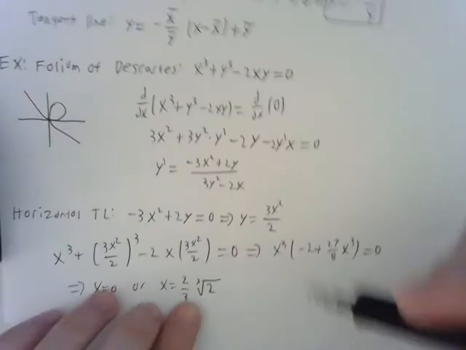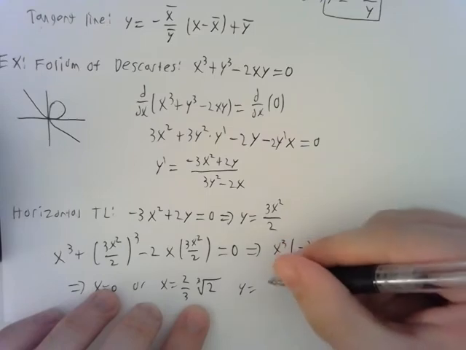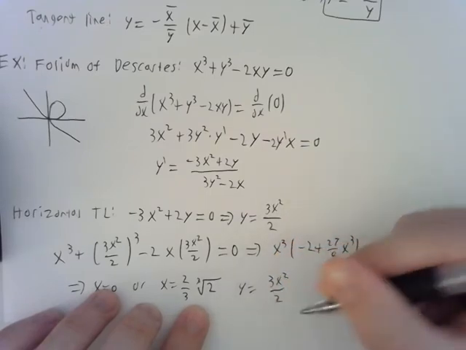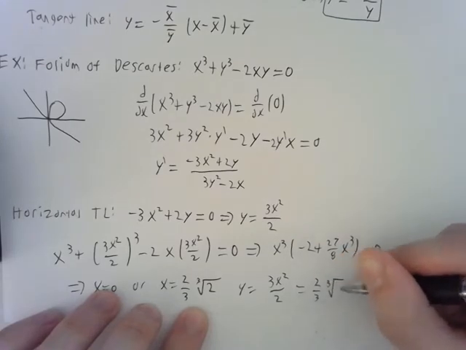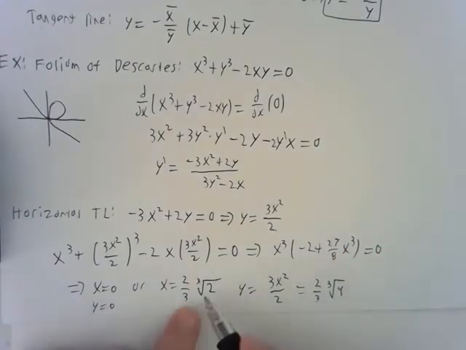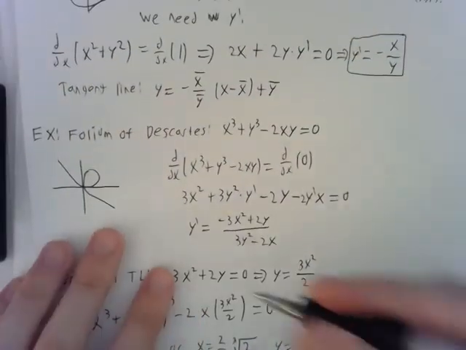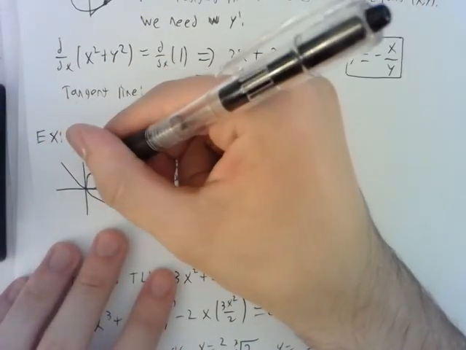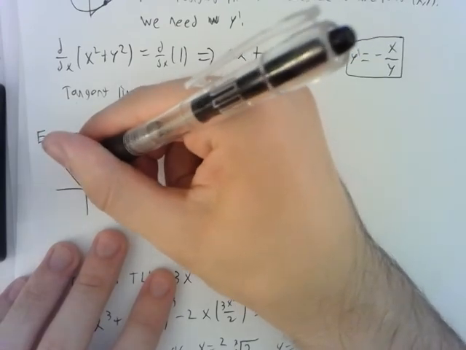So if x is equal to 2/3 times this, then y is equal to 3x squared divided by 2. So this is equal to 2/3 cube root of 4. So at this point, when x is 2/3 cube root 2, y is 2/3 cube root 4, it gives us a derivative of 0. So that means we have a horizontal tangent line. That will correspond to this point on the folium of Descartes.